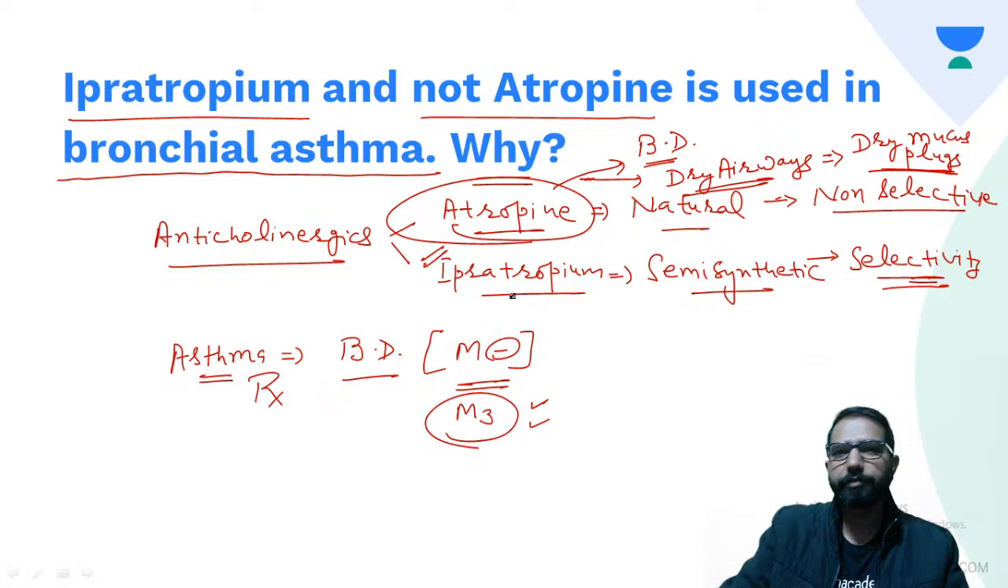And ipratropium is faster also. It is faster and shorter acting. So that is the advantage of ipratropium over tiotropium. That is why ipratropium is used in asthmatic patients. So don't use atropine, it will cause more mucosal dryness instead of bronchodilation. It will cause bronchodilation, but simultaneously mucosal dryness will be higher, and that is the reason it should not be used. Okay, so this is important.